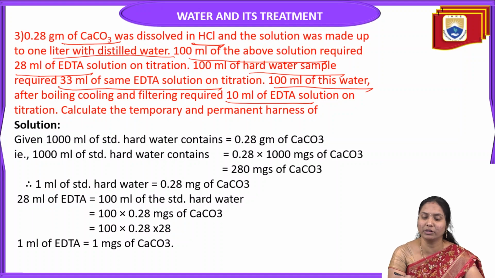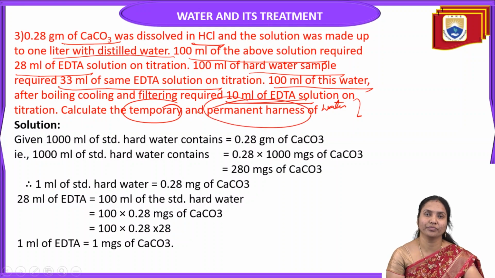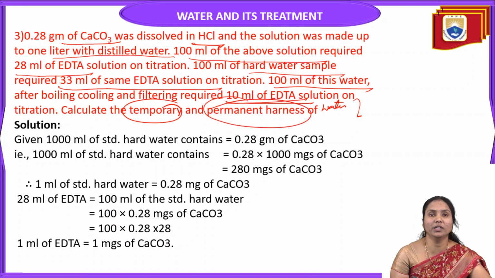So for that purpose it required 10 ml of EDTA solution on titration. Now calculate the temporary and permanent hardness of water. So how can you solve this one?